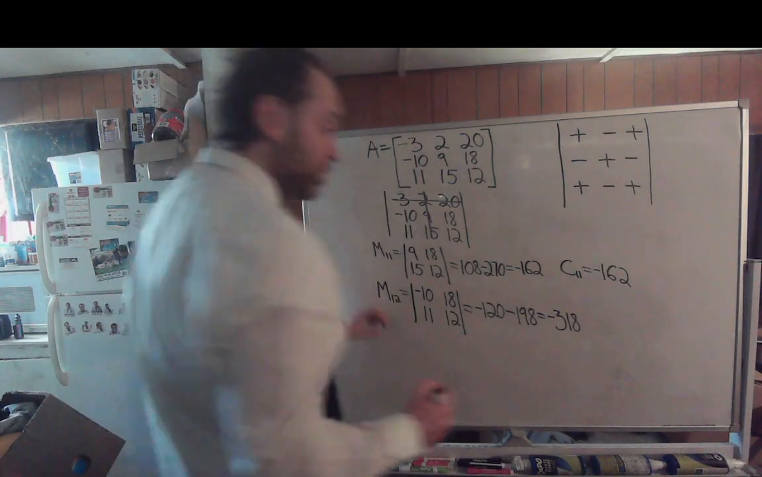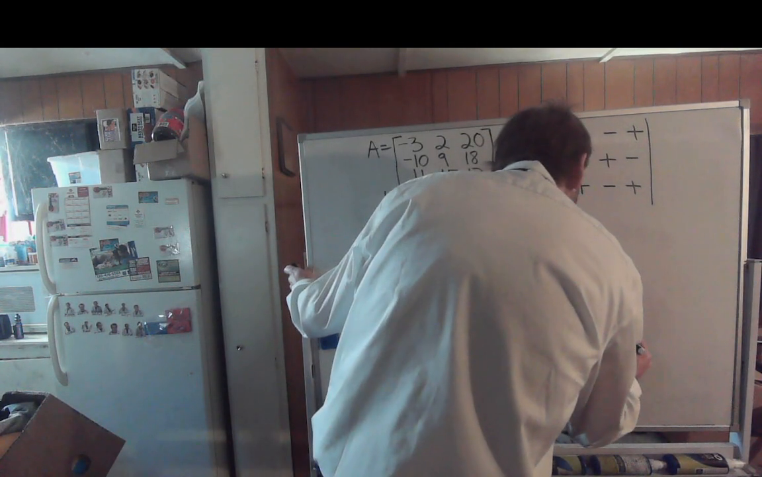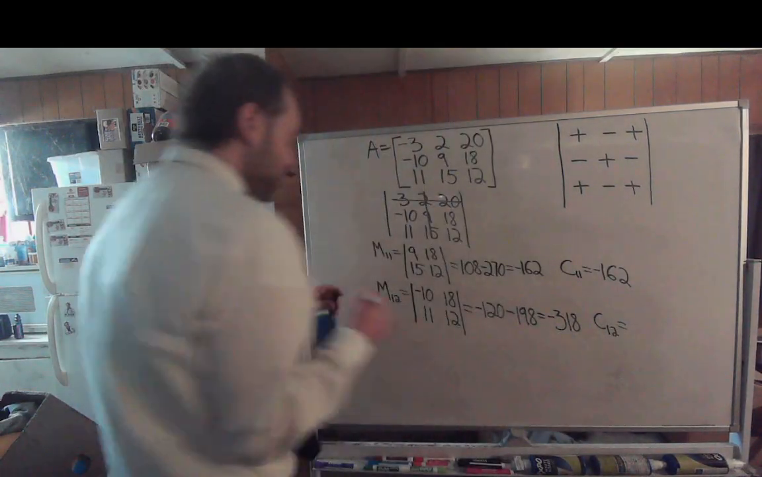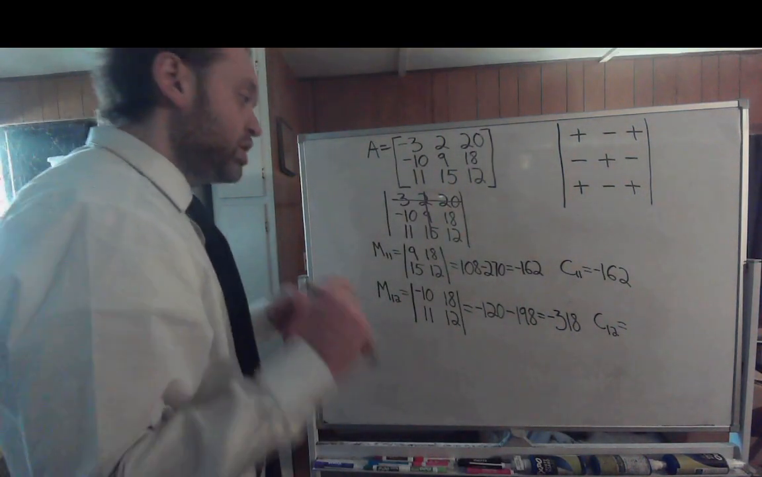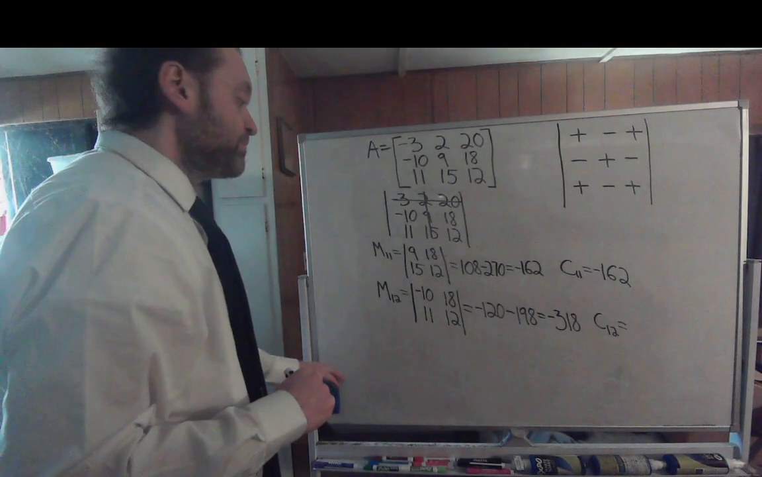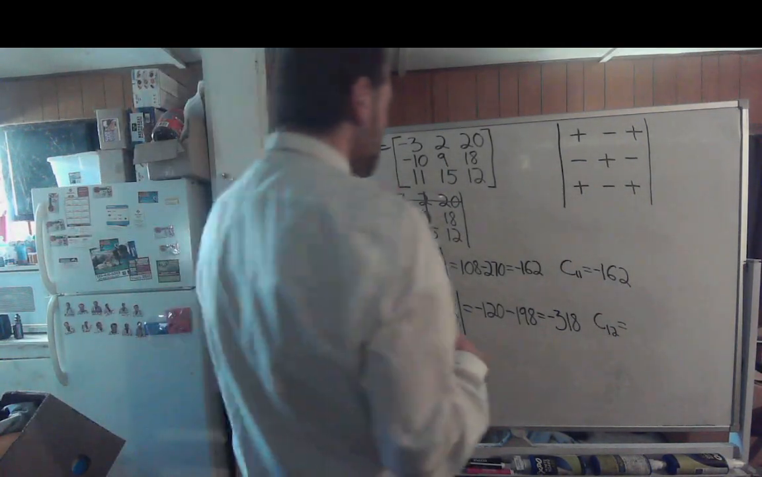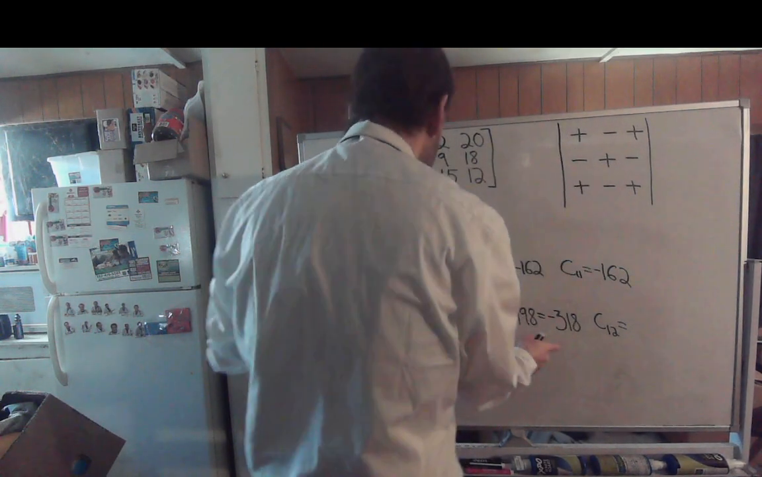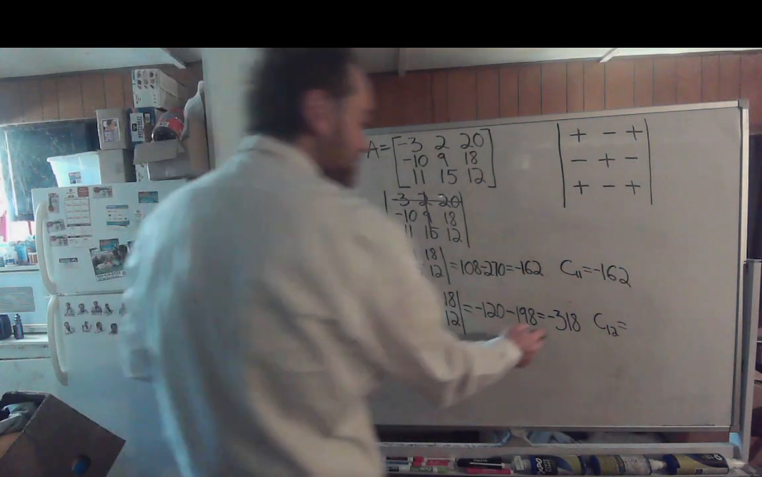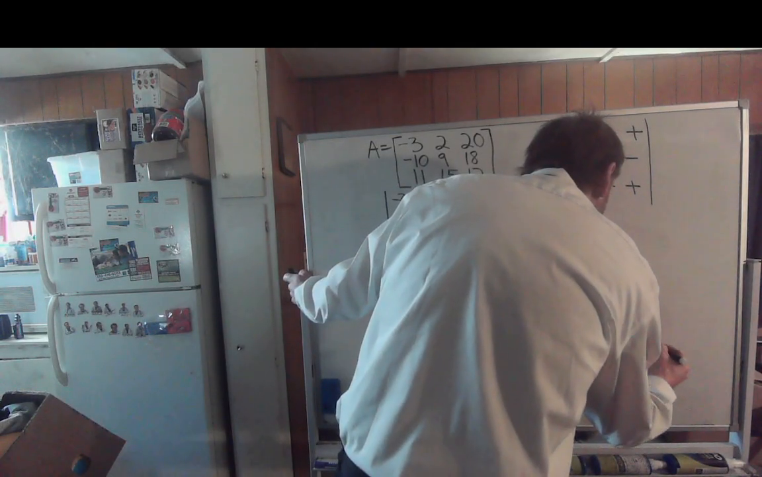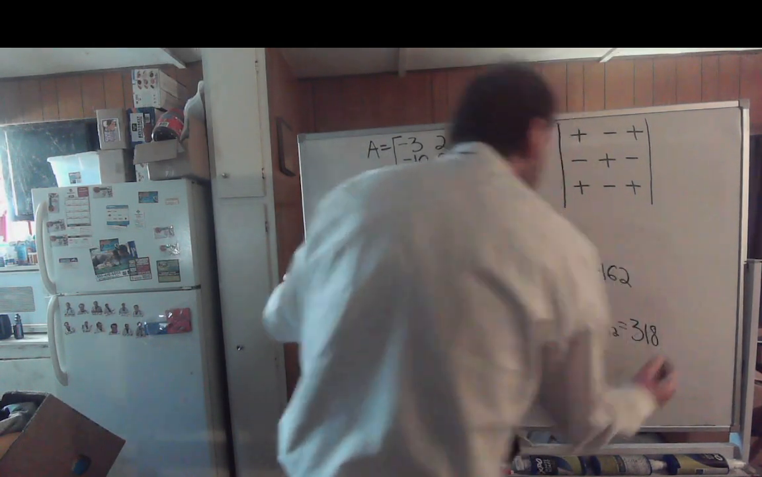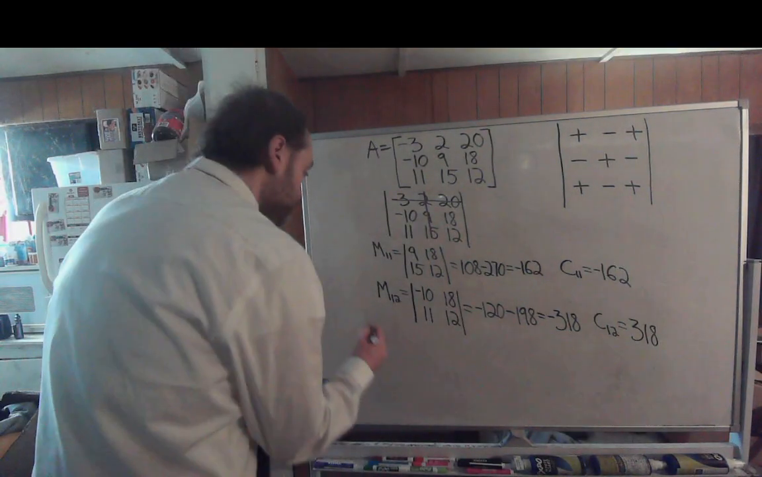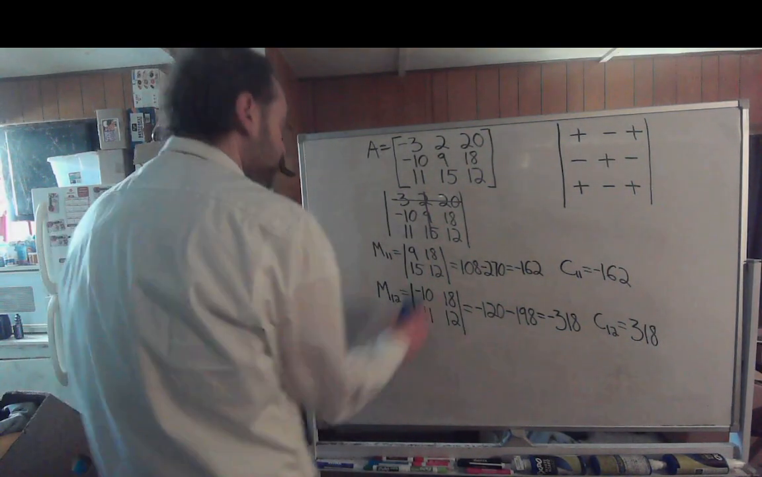Now let's find cofactor 1, 2. So we got minor 1, 2 as negative 318, but what about cofactor 1, 2? Well, according to our sign matrix where that 2 occurs, it should be negative of the result of minor 1, 2. So negative 318 turns it into a cofactor of positive 318. Now we can find minor 1, 3.